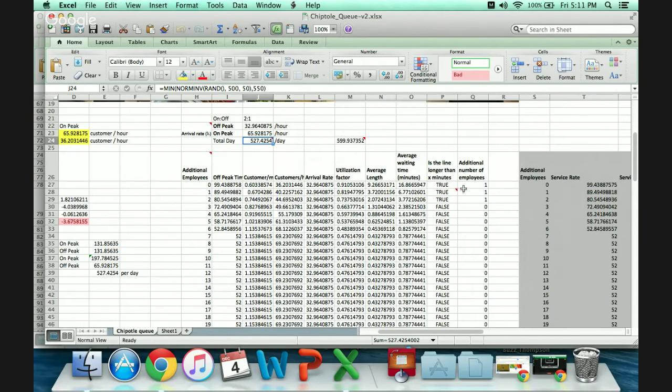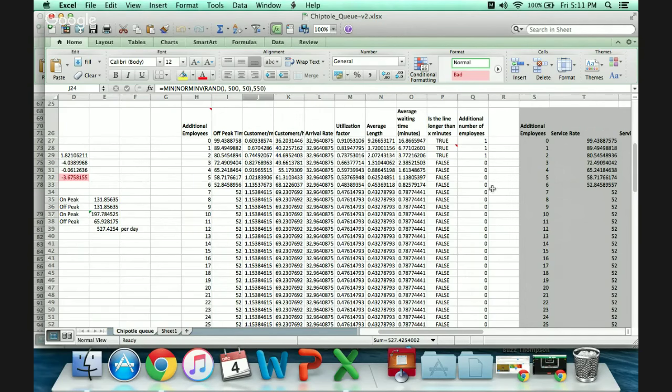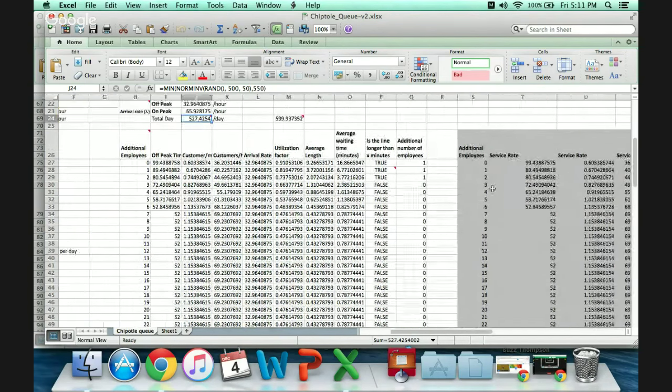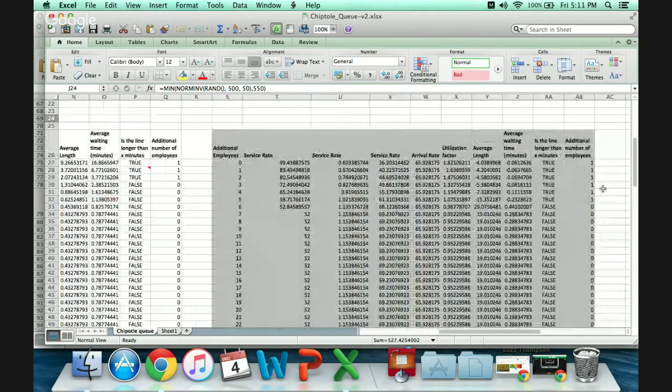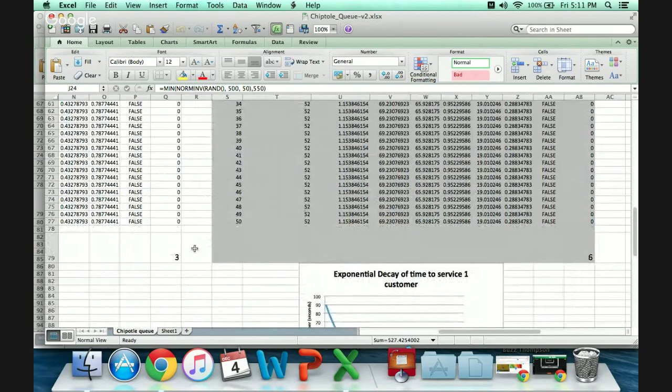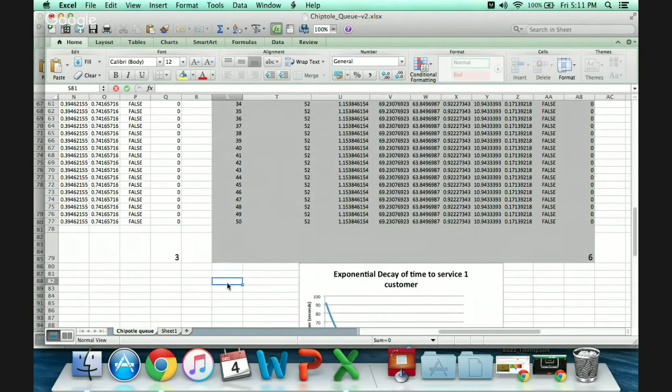So basically, we have uncertain numbers, and if you add 1 employee, you get a 10% increase in efficiency. You can see the off-peak compared to the on-peak. The on-peak needs more employees because the arrival rate is higher, so that makes sense. And right here, it's 3 to 6, but that changes as you hit the function button.